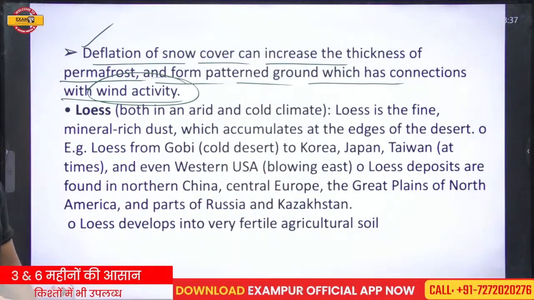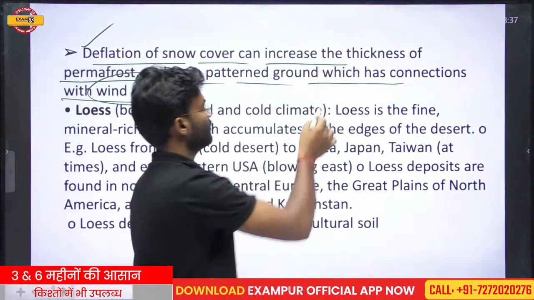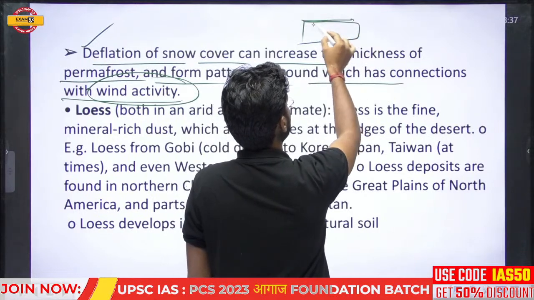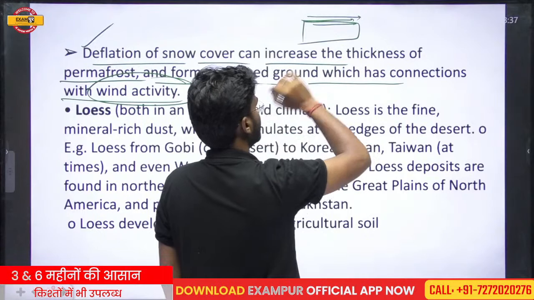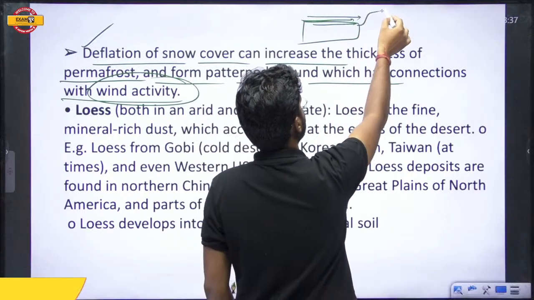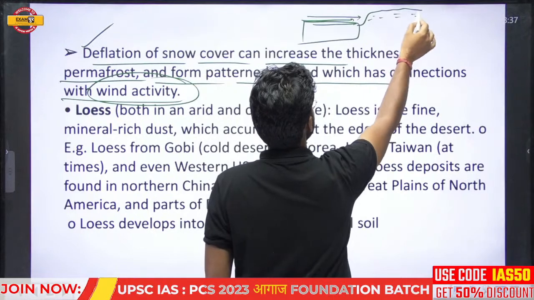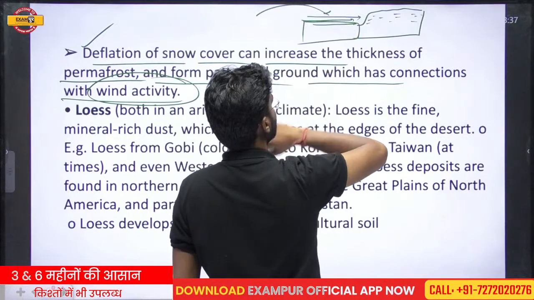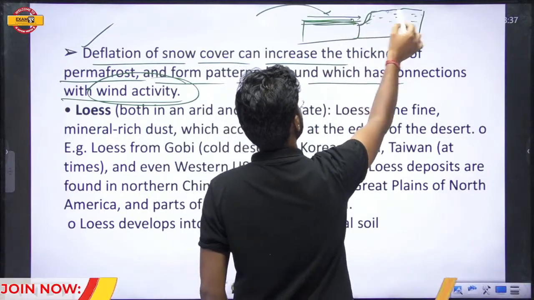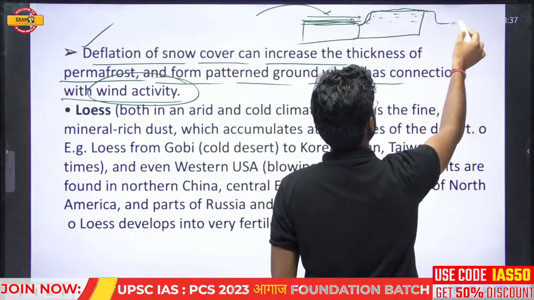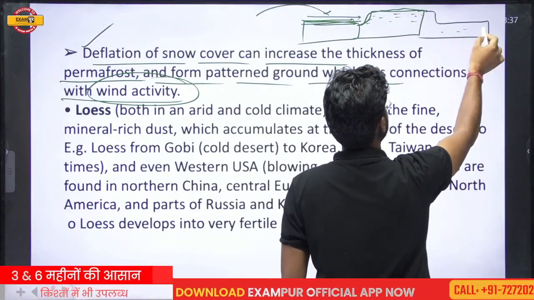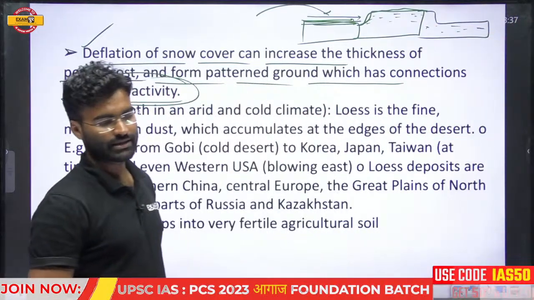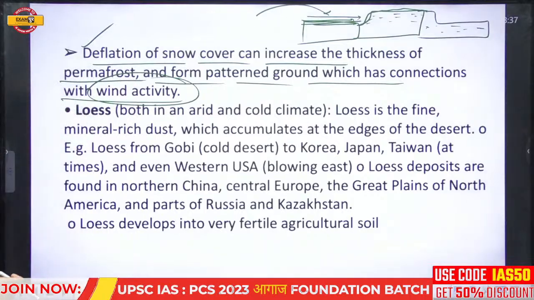Okay, so this pattern develops if the snow is covered here. Suppose this is the snow region, and some snow is moved from this region along with the air and deposited in this region. So the thickness of the permafrost is relatively high in this region. If you look at the shape, this region is low and this upper part is high. And again if you move on, there is again a low region. So the shape of the surface is determined by this activity.